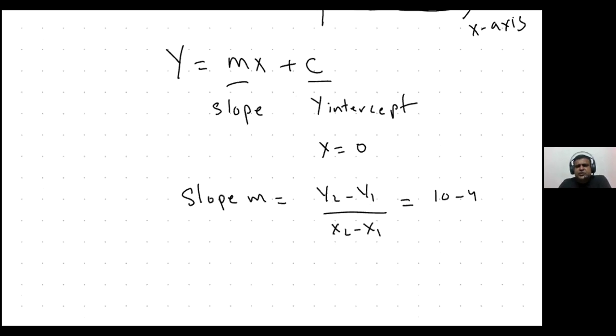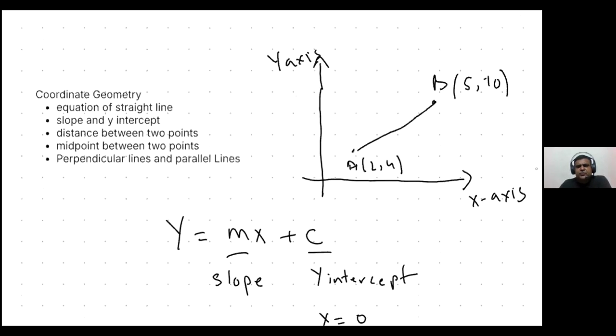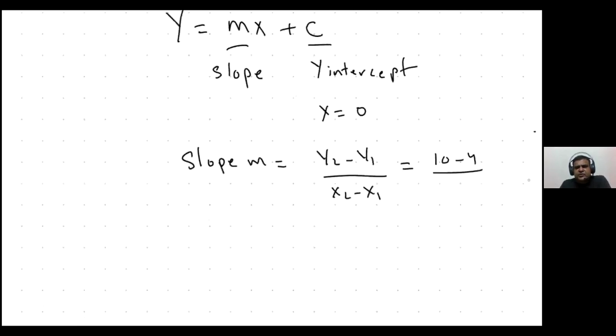And what is our x2? x2 is basically the x value of B, right? So x2 is 5 and x1 is 2, so we do 5 minus 2 in the denominator. What we get: 10 minus 4 is 6 and 5 minus 2 is 3. So we cancel this out, and we get our slope as 2. So the slope of the line is 2.